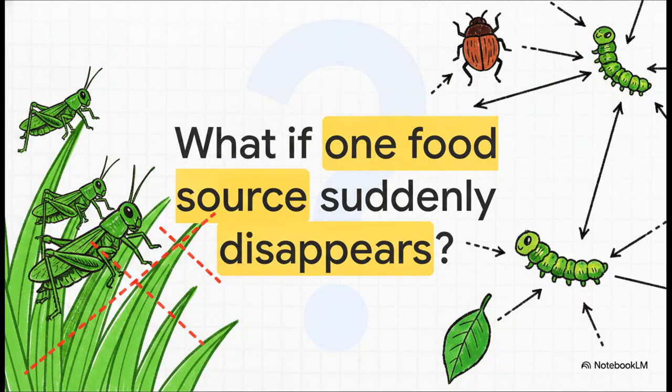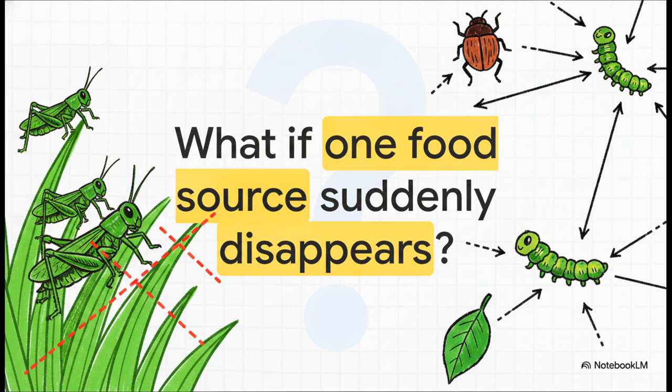Now, this brings up an incredibly important question. What happens to this web if one specific food source suddenly just disappears? Say all the grasshoppers vanish. Well, because so many food chains are interconnected in this web, an animal that eats grasshoppers usually has other options.